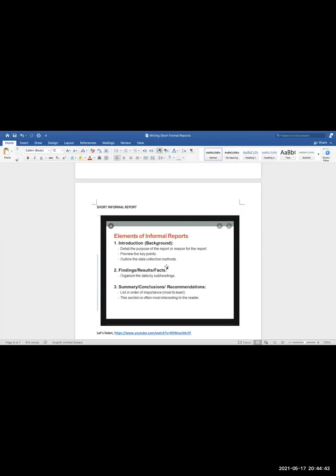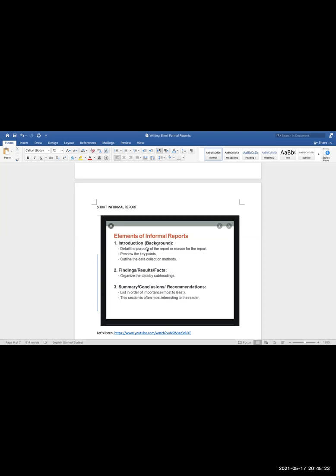All right, so the actual structure of the short informal report is introduction or background, findings, results, facts, all under the body of it, and summary, conclusions, recommendation. So there are really 3 sections, not necessarily 3 paragraphs, but 3 major sections in the informal report. Under introduction, it details the purpose of the report or the reason for the report. In other words, what triggered or caused the report, who warranted the report and why it was warranted. It previews the key points to be discussed, and it also outlines the data collection methods.